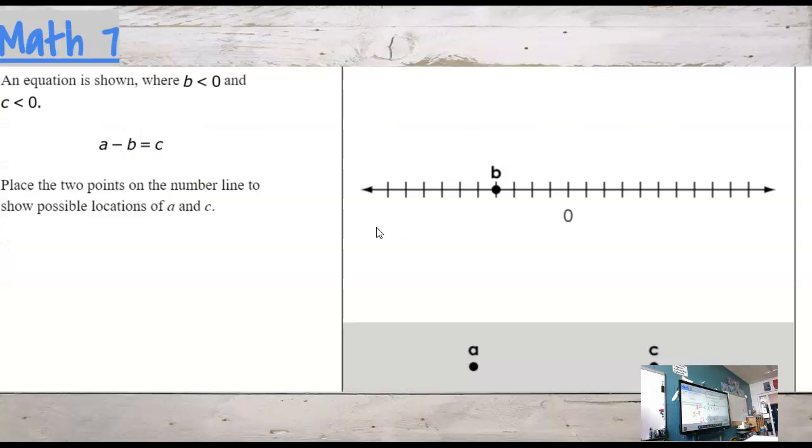A minus B is equal to C. Get a better camera angle for that, really. Okay. I know what B is. What do we know about B? It's in the negatives. I'm going to go ahead and make that red. So B's a bad guy.